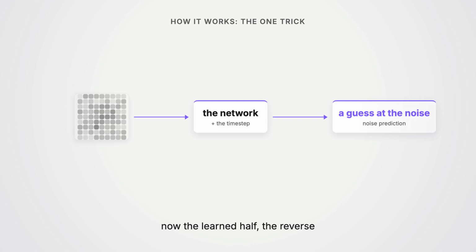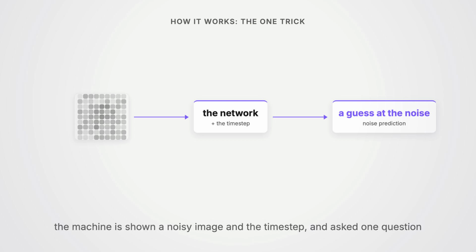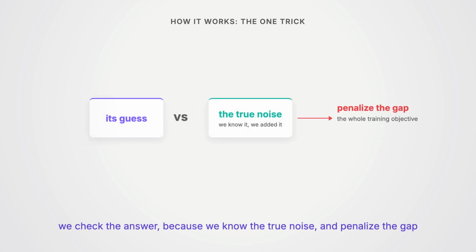The machine is shown one of those noisy images and the time step, how far up the noise ladder it sits, and it is asked a single question. What is the noise in this picture? It outputs a guess at that noise. The standard name for this is noise prediction. Then we check the answer because we know the true noise we added, and we penalize the gap with a stunningly simple error measure. The closer its guess, the better its score.